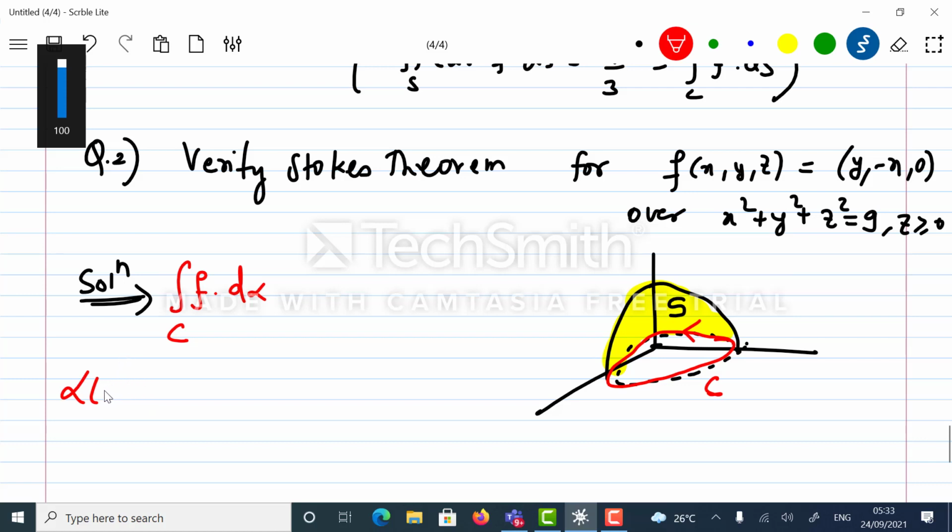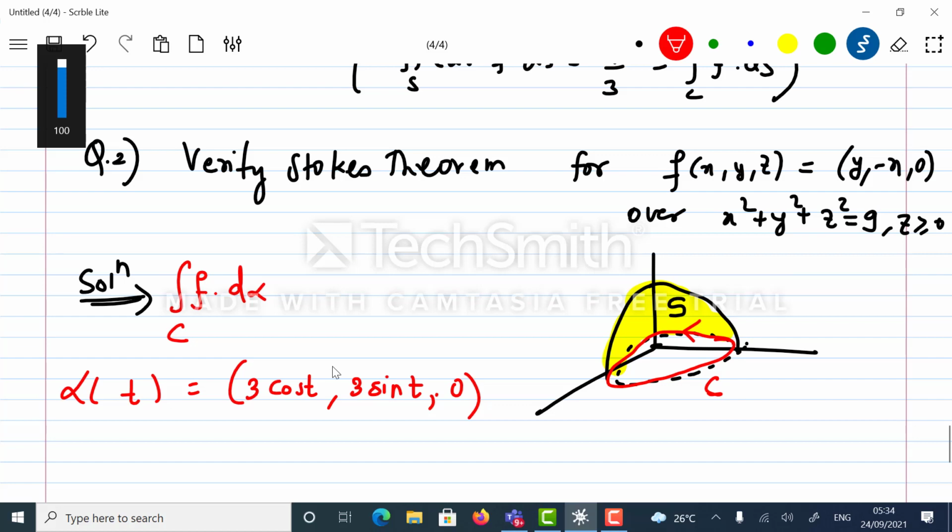So alpha, here r is 3, so 3 cos theta, 3 sin theta, and z is 0. For a line integral we need only one parameter, so instead of theta I will say t, because we have used t as a parameter many a time. So alpha of t is 3 cos t, 3 sin t and then 0, and the rest you can easily calculate. That won't be the difficult part.